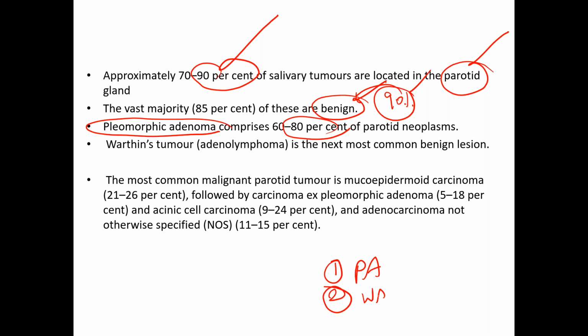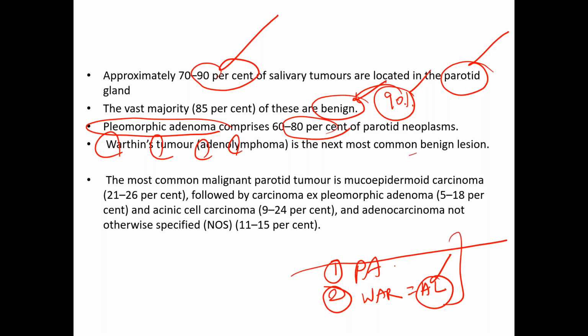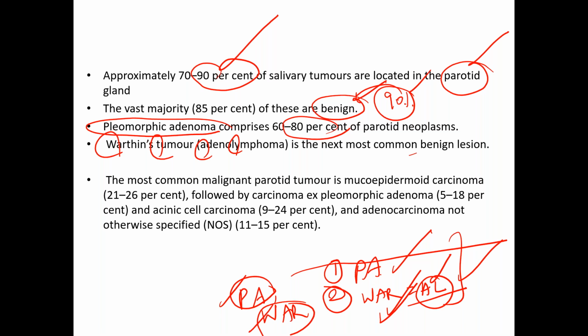Number two is Warthin's tumor, also called adenolymphoma. So the most common benign tumors: top one is pleomorphic adenoma, and top two is Warthin's tumor. You can just remember Pakistan war. PA is pleomorphic adenoma, war is Warthin's tumor. Okay, so for India, the Pakistan war is the most common in salivary glands. Pleomorphic adenoma and Warthin's tumor are the most common things that occur.